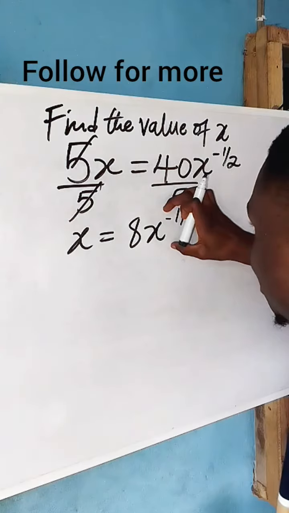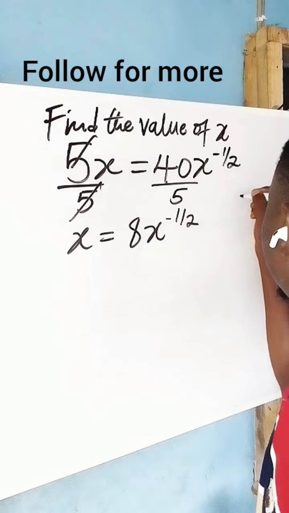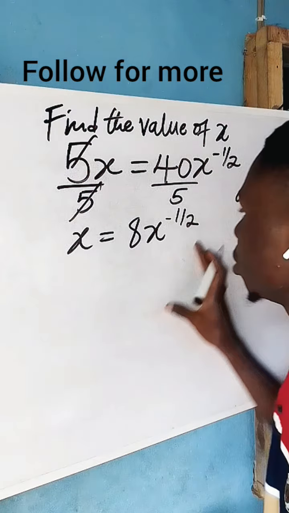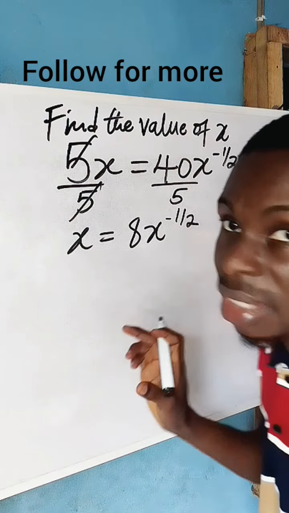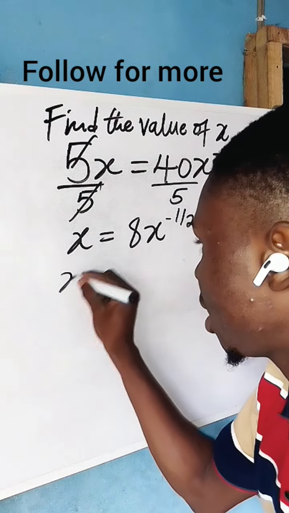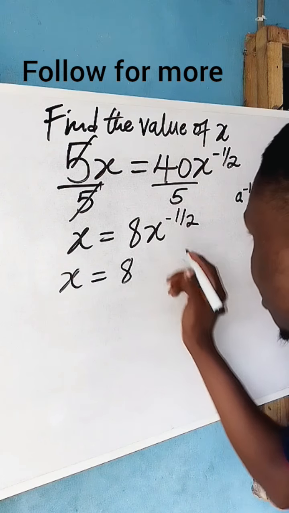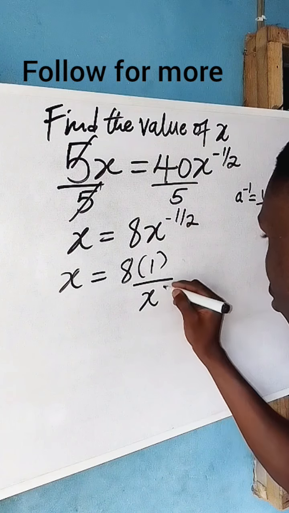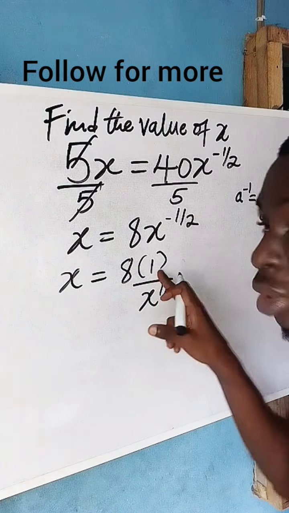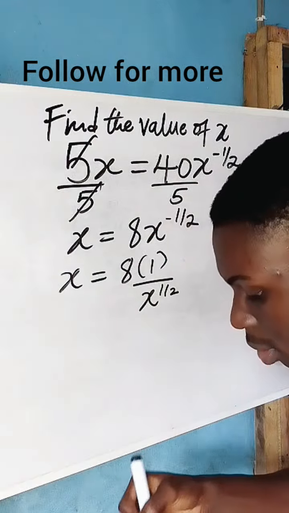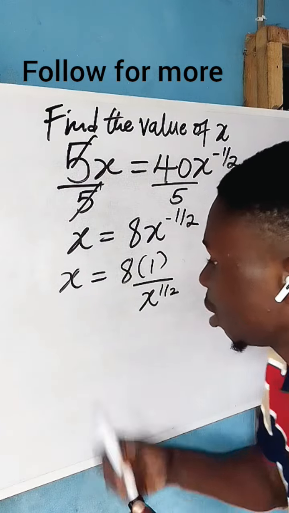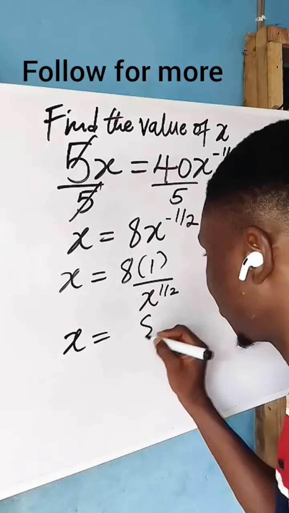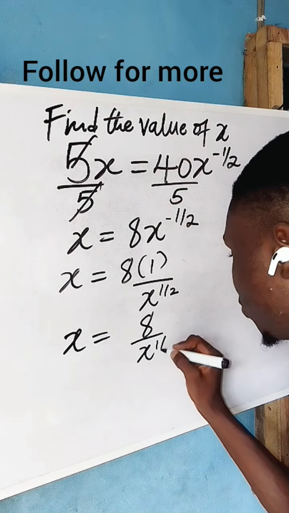Alright, so we can transform this. Remember, if you have a to the power of minus 1, this is equal to 1 over a. So because of this minus 1 over 2, let's transform this in this form. So this now becomes x is equal to 8 multiplied by 1 divided by x to the power of 1 over 2. Of course, 8 times 1 is 8. So we're going to have 8 divided by x to the power of 1 over 2.